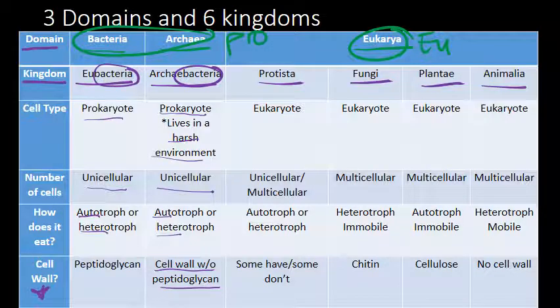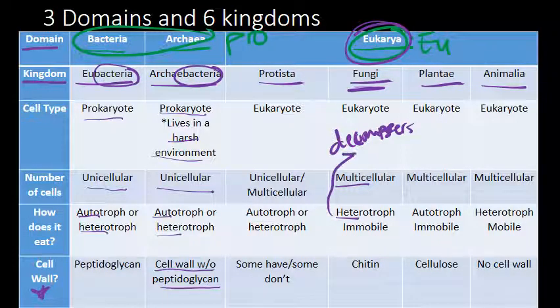Alrighty, the next ones are going to be in domain eukarya, so we're looking at all eukaryotic cells here. Our first one, I'm going to skip protista for a second. Our first one is going to be fungi. Fungi, remember, these are our decomposers. They break down dead matter, like dead plants, trees, things like that. They're going to be multicellular, so a bunch of these work together to form one mushroom. They are going to be heterotrophic. Again, they are decomposers. They are immobile, which means they cannot move anywhere.